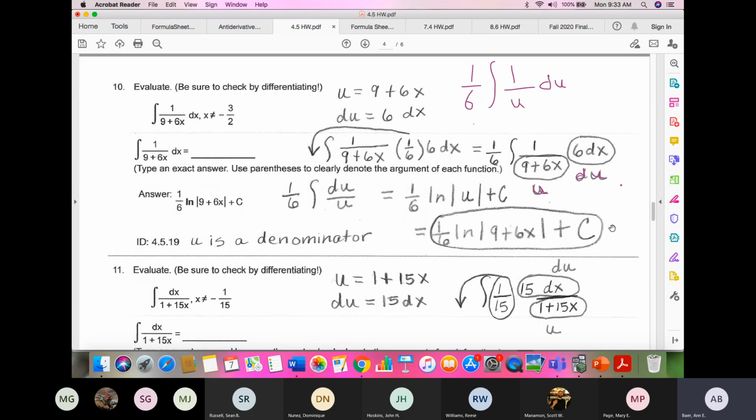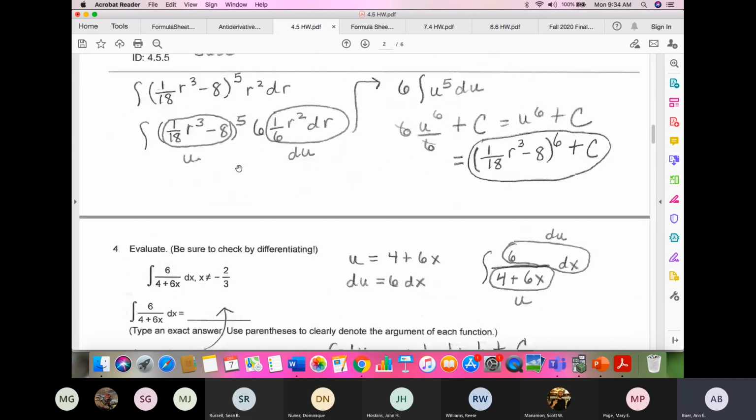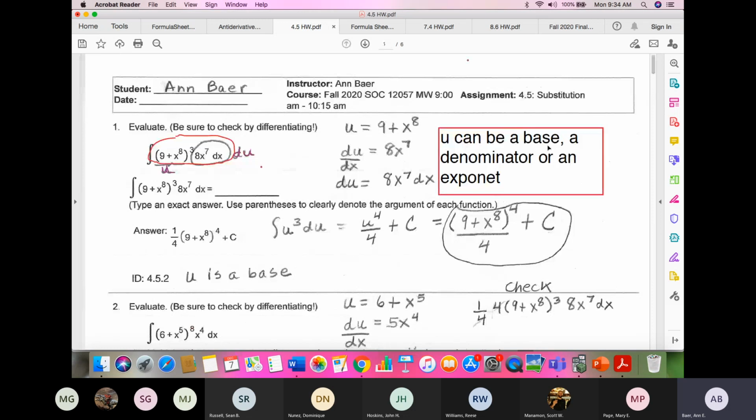Anybody have any questions on this? So this problem turned out that we needed to have u be the denominator. So we've got our 3 choices. Going back to our first sheet here, u could be a base, that is a bottom of an exponent, a denominator, or an exponent. I think I forgot an in there, but that's okay.